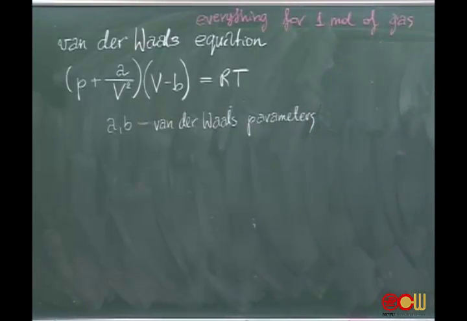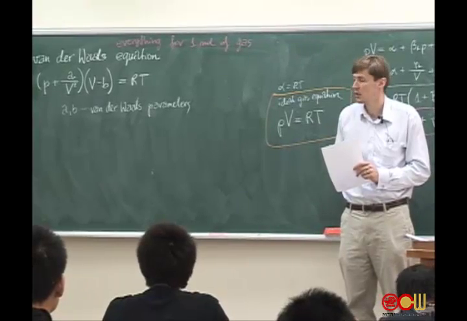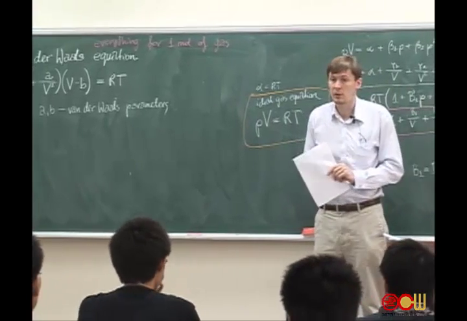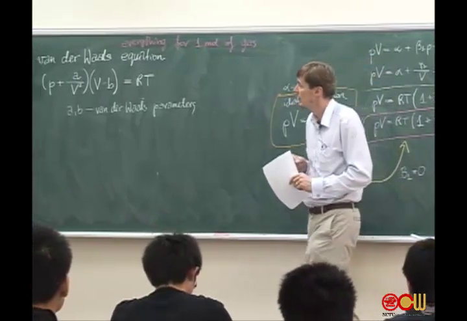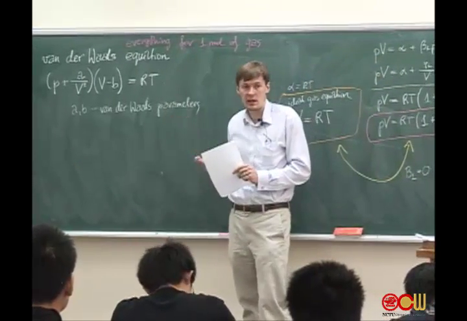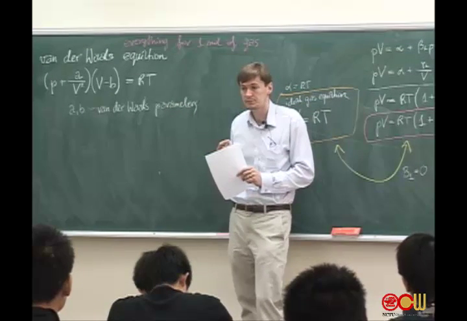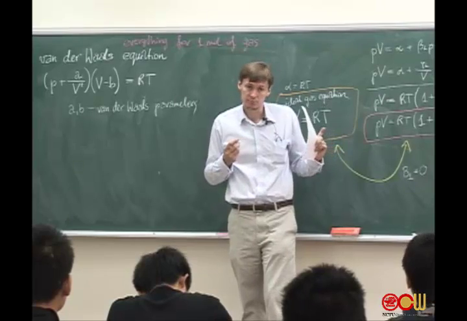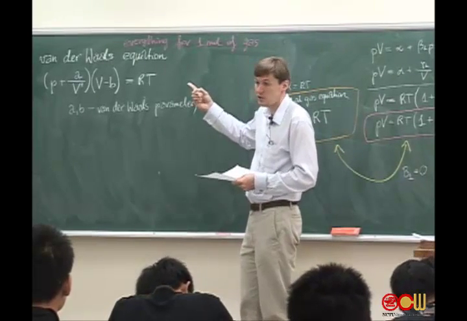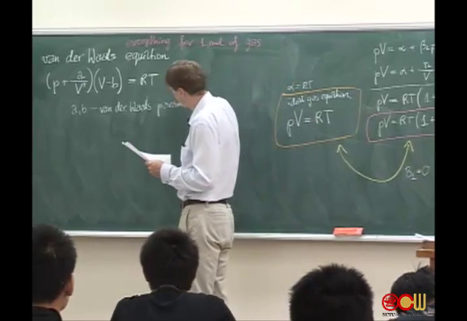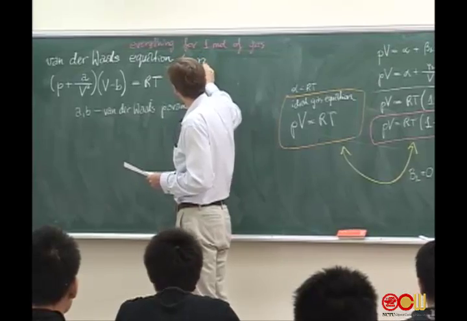This equation works much better than the ideal gas equation, but worse than the virial equation. And people like to use it in the technique, in engineering. This is the favorite engineering equation. This is the favorite physicist equation. Okay, this equation was found a long time ago, 1873.